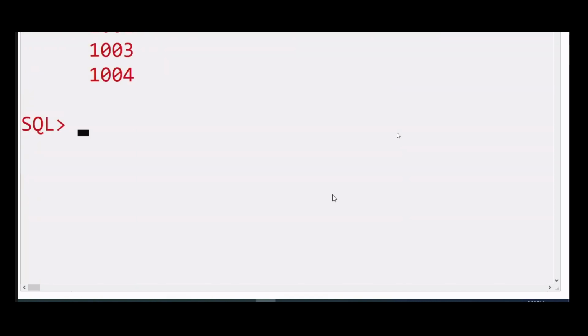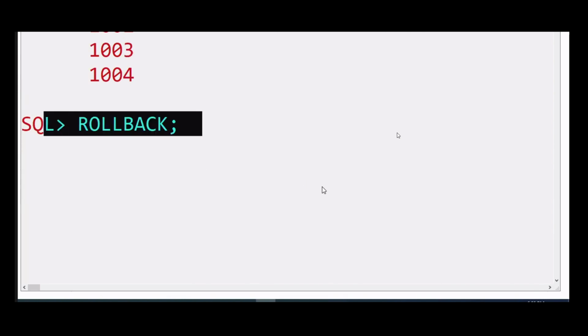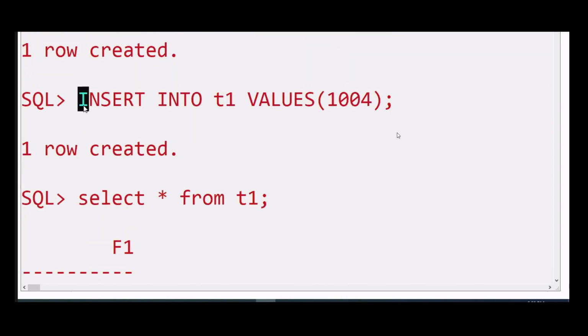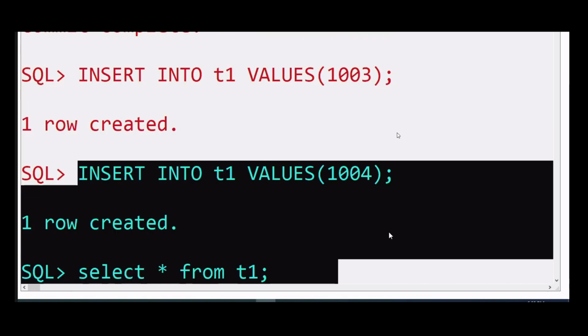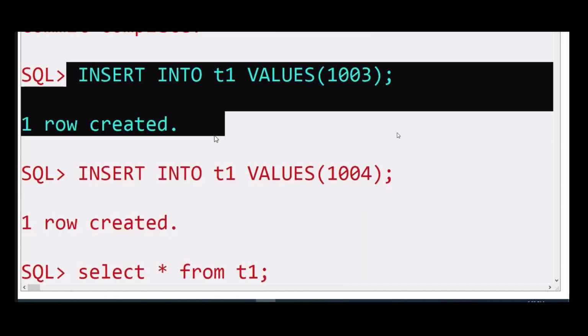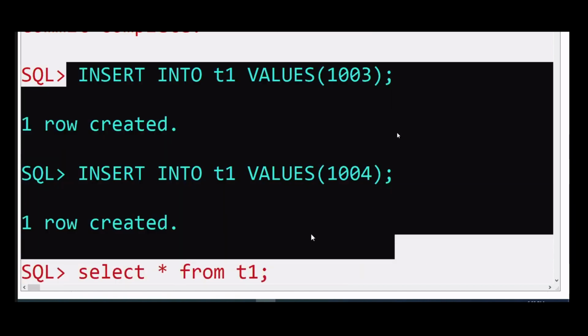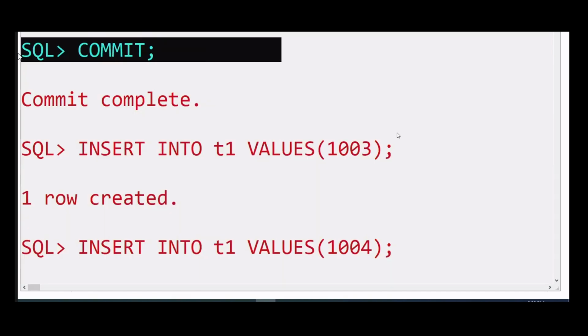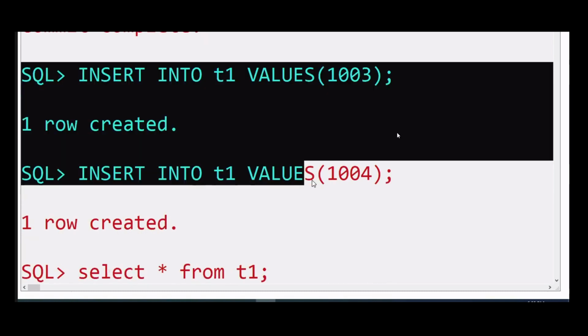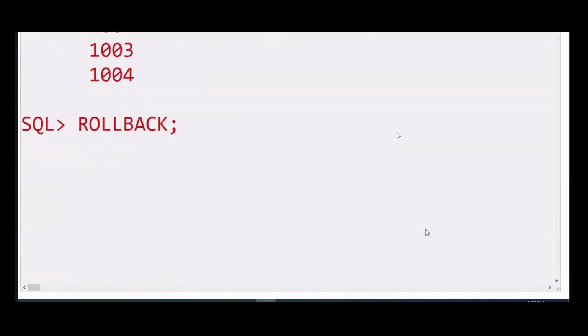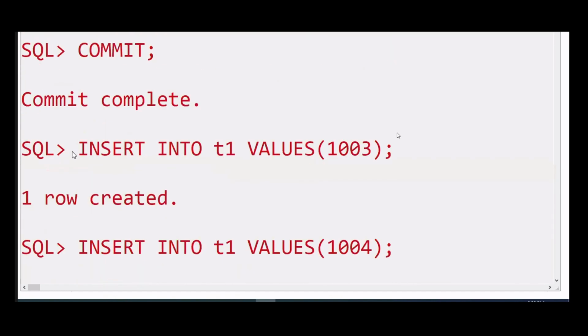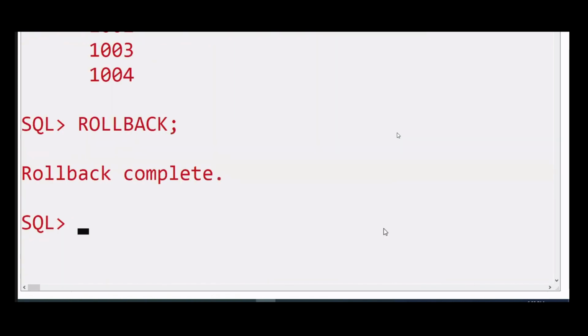So to cancel these actions, what are we writing here? Rollback. Rollback cancels uncommitted actions. This action is not committed. 1004 insertion not committed. 1003 action not committed. These two are uncommitted actions. Till here data is committed. So only two uncommitted actions are there. These uncommitted actions will be cancelled. So 1003, 1004 insertions are cancelled now.